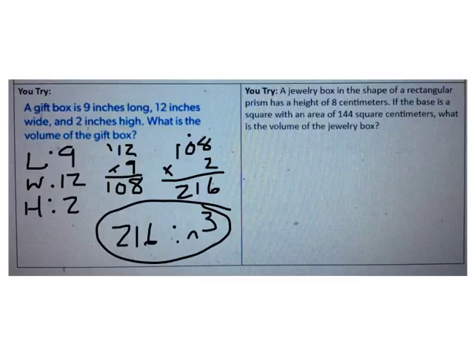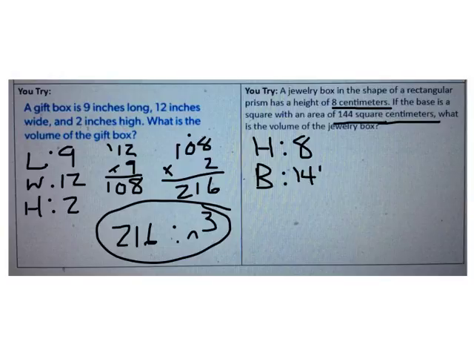Now try another. A jewelry box in the shape of a rectangular prism has a height of 8 centimeters. If the base is a square with an area of 144 square centimeters, what is the volume of the jewelry box? So I know that the height is 8 and the area of the base is 144. Go ahead and apply one of our formulas to find the volume.